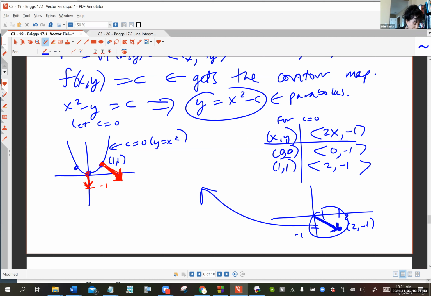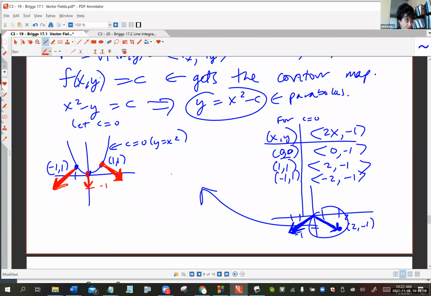Then let's pick a couple more points off of this parabola. We could pick a point over here, (-1, 1). If we put that point into our chart, we will get the vector (-2, -1). If you graph that in standard position, you'll get a vector pointing down and to the left, and then lift it up so that it's sticking out of the point it's associated with, the (-1, 1). There he is.